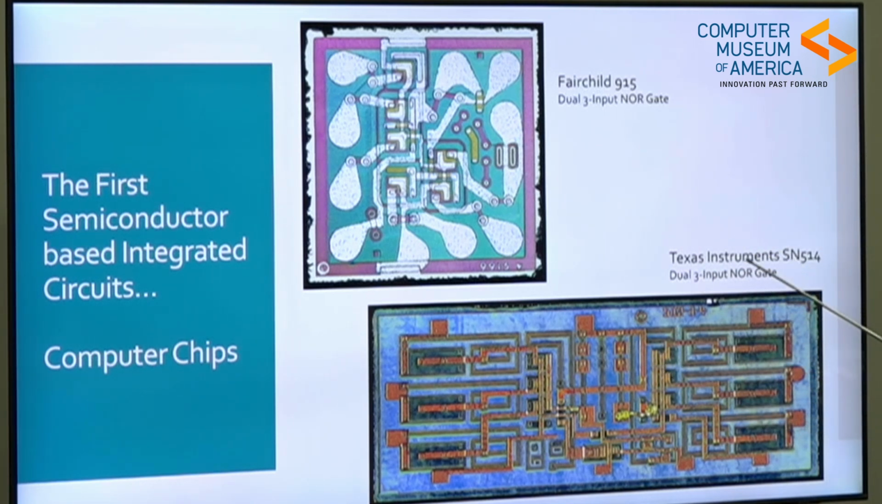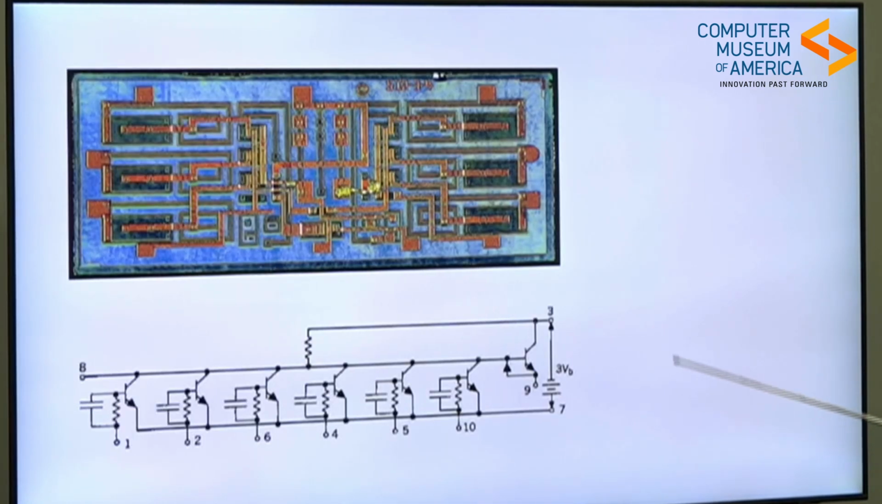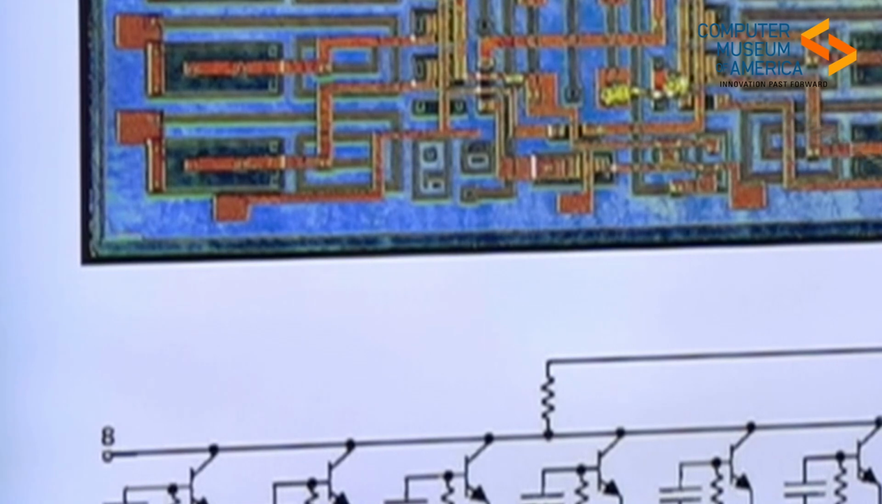Texas Instruments was hot on their heels. They created actually the first commercially available integrated circuit. And I'm going to show you a little bit more about how that was built. So this is that same circuit we were just looking at. An electrical engineer would say, oh, this is wonderful, I can tell what this thing does. You know, I couldn't really.